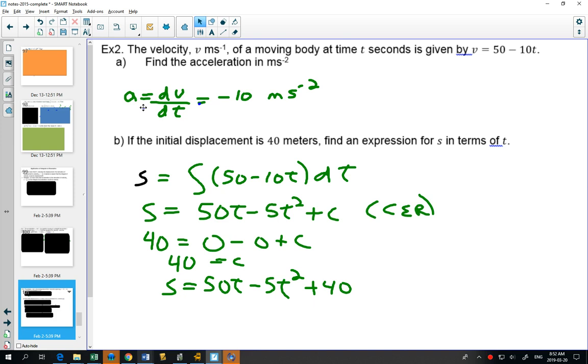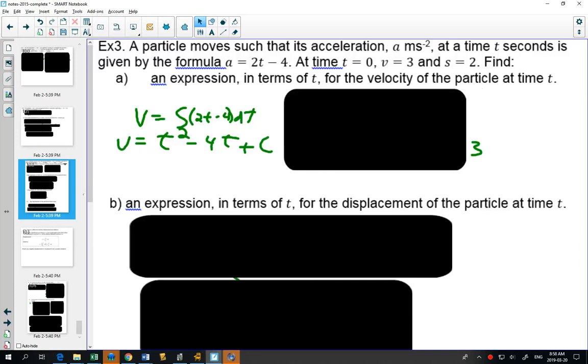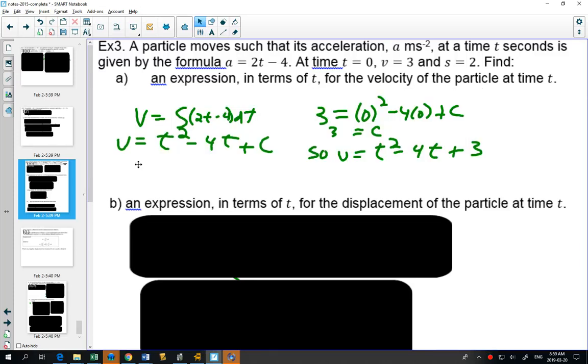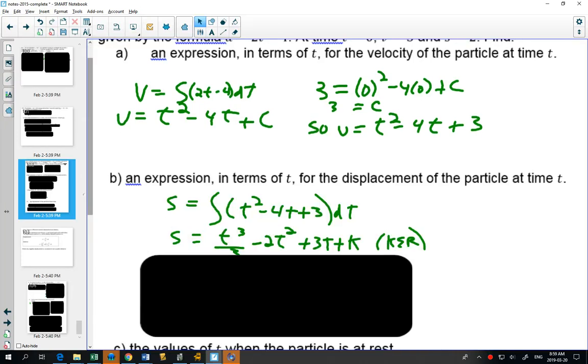No problem. So our velocity is going to be the integral of our acceleration. We have an initial velocity, so we can solve for c. And you get t squared minus 4t plus 3. Finding the displacement, we integrate here. I guess I could have gone plus d. I used plus k this time.